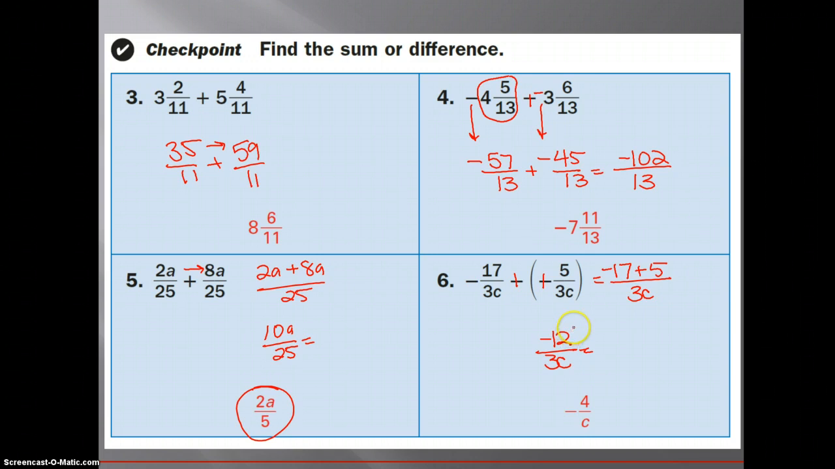Be careful when you do this. This changes into a whole number, however, the c stays in the denominator, because that's where it started.